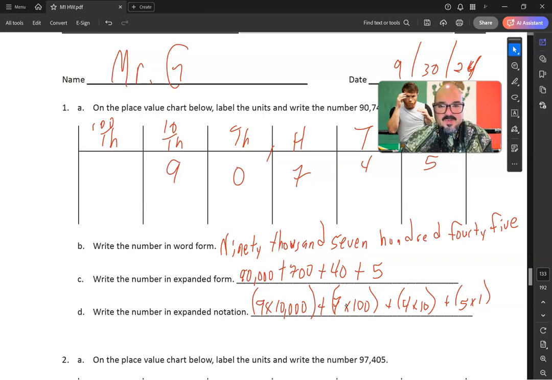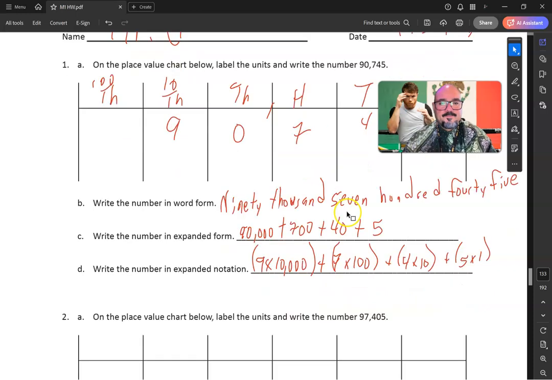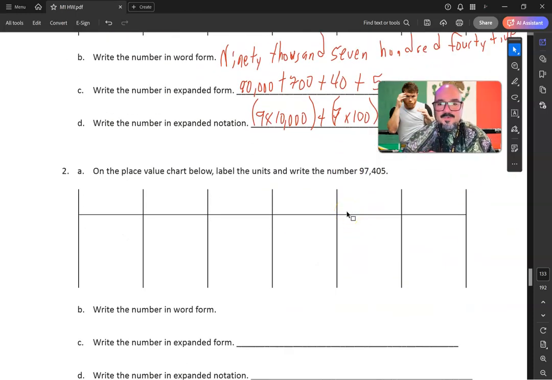It's 9 times 10,000 because it's in the 10,000s place. It's 7 times 100 because 7's in the hundreds place. It's 4 times 10 because 4 is in the tens place. And it's 5 times 1 because 5 is in the ones place. Okay, let's continue.